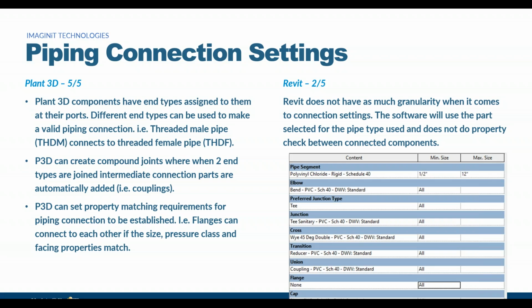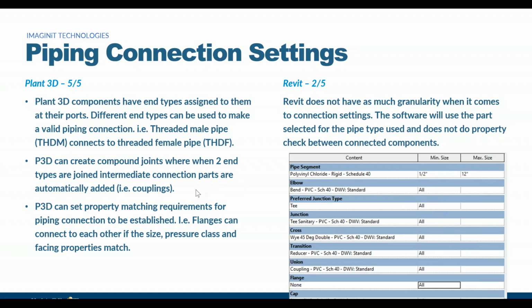For Revit, we gave it a 2 out of 5, as Revit does not have as much granularity when it comes to connection settings. The software will use the part selected for the pipe type and does not do property checks between connected components. So as you can see here, once PVC is connected and we have our sizes, everything else is pretty standard and static. You go through and make your selections, and it only creates that which you selected.